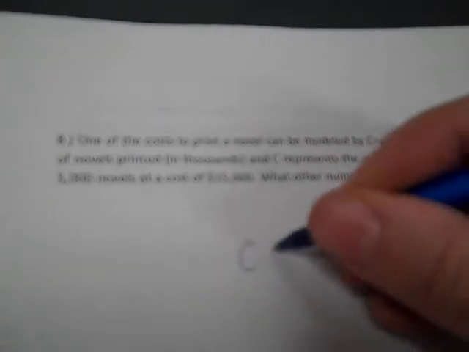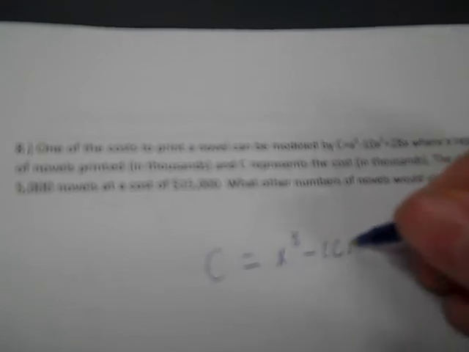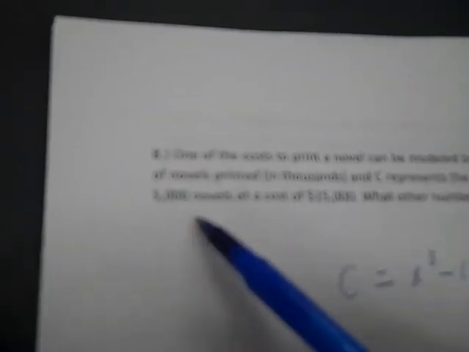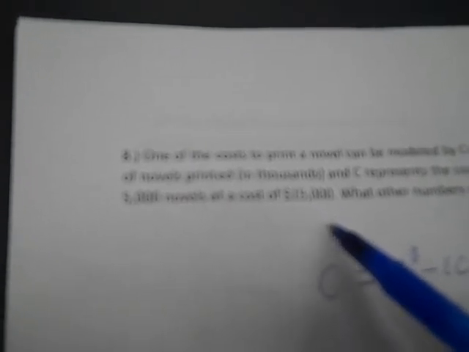Okay, then number 8. One of the costs to print a novel can be modeled by the equation C equals x to the third power minus 10x to the second plus 28x. X represents the number of novels printed by the 1,000, and C is the cost in thousands. So I want to write that equation that they gave me. I don't need to come up with the equation in this standard. The company now prints 5,000 novels at a cost of $15,000. What other number of novels would cost the same amount?